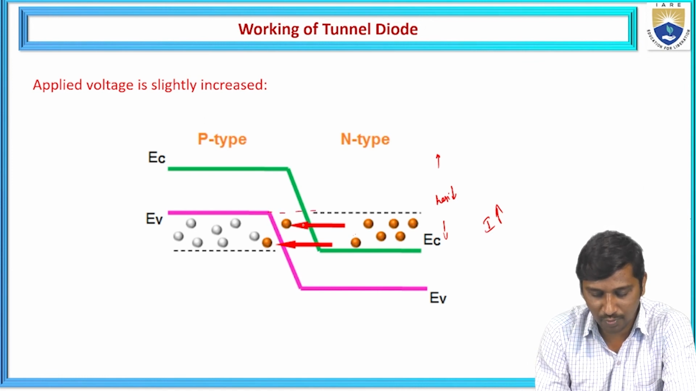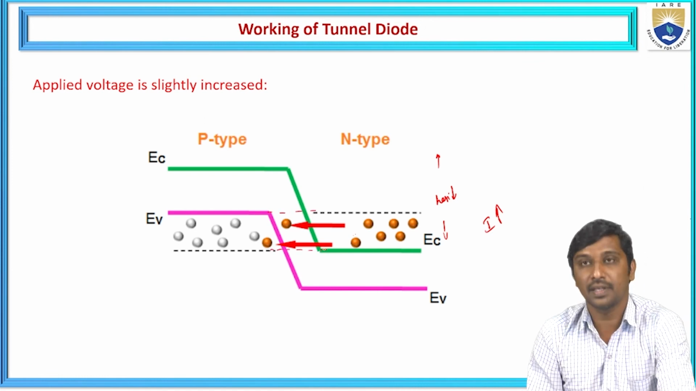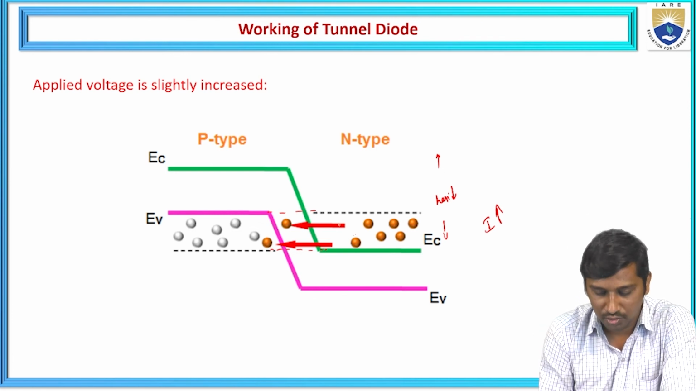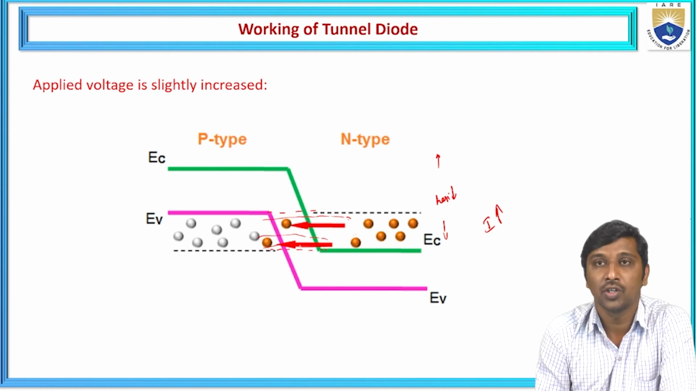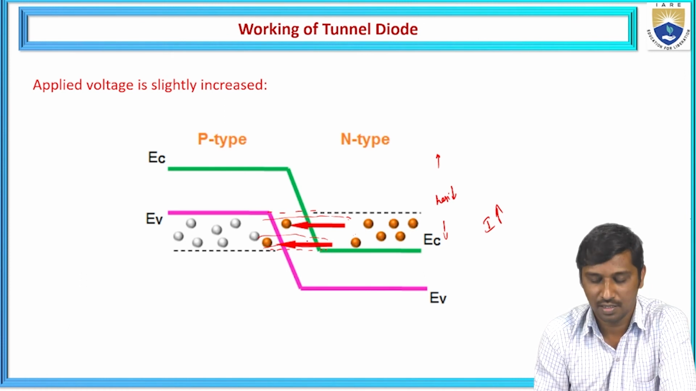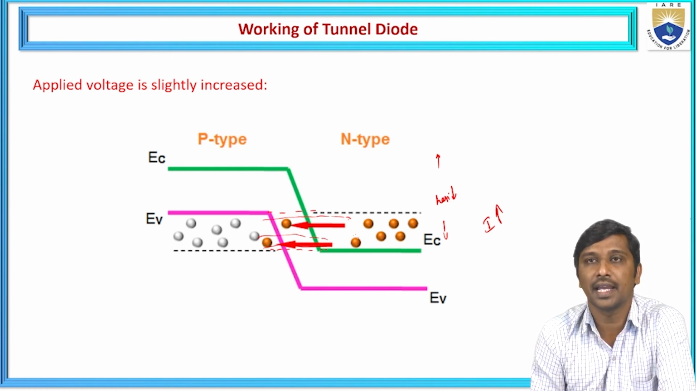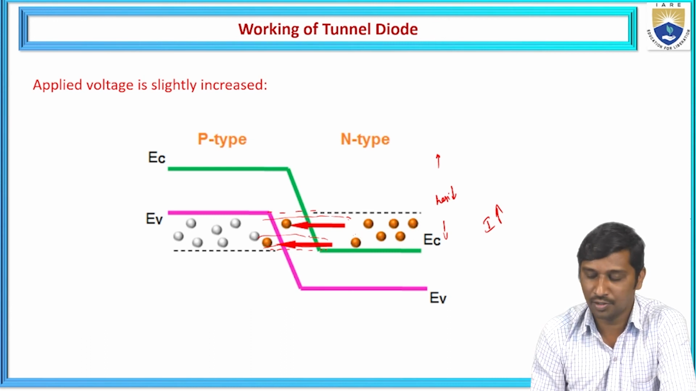What happens at a particular point? These two regions become equal, meaning there is empty space available, so there is some tunneling. That means the maximum number of charge carriers are diffusing from the N region to the P region.